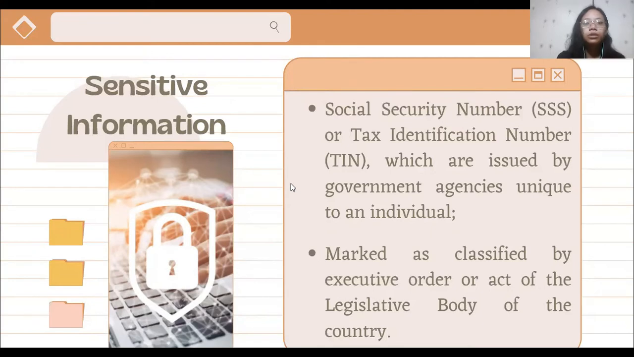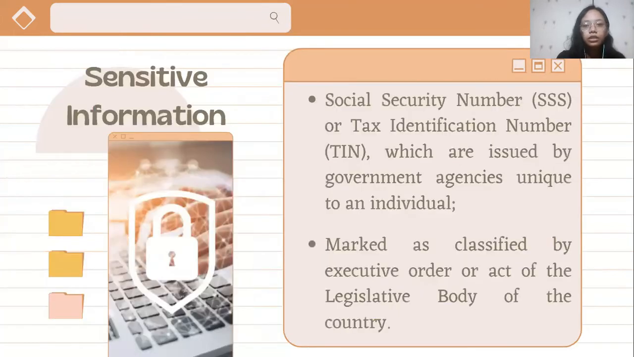Social Security Number, or SSS, or Tax Identification Number, or TIN, which are issued by a government agency unique to an individual, marked as classified by executive order or act of the legislative body of the country. This is referred to as classified data. This refers to any information that is restricted by a government entity due to security concerns. Labeling often has different levels of sensitivity, such as restricted, secret, top secret, and confidential information.